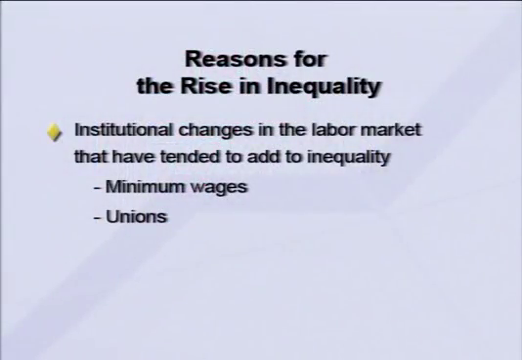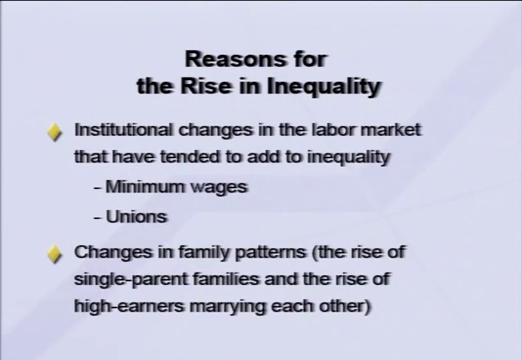It's also true that if you look at household incomes, those have become more unequal because of changes in family patterns. Specifically, the rise in single-parent families and the rise of high-earner couples marrying each other. The proportion of families with a single parent and children has gone up over time. In 1968, about 10% of all children lived in a household with a mother and no father. By 1996, 23% of all children lived in a household with a mother and no father. And it stayed at that level, dipping a little bit into the mid-2000s.